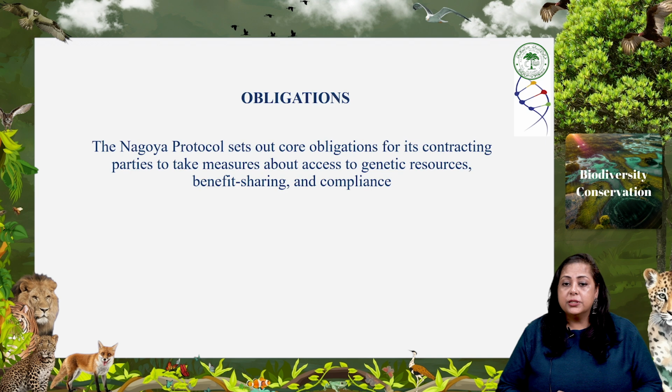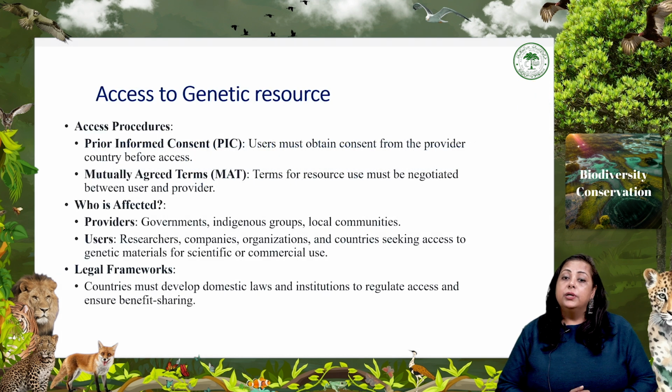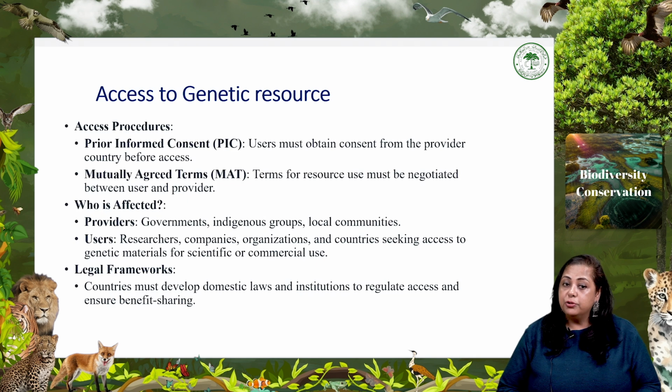And the obligations: the Nagoya Protocol sets out core obligations for its contracting parties to take measures about access to genetic resources, benefit sharing, and compliance. These are the obligations. Access to genetic resources, access procedure. What are the access procedures? How can one country, one state, access the genetic material? One is prior informed consent and mutually agreed terms. Prior informed consent means the user must obtain consent from the provider country before access, and terms for resource use must be negotiated between the user and the provider, which is called mutually agreed terms.